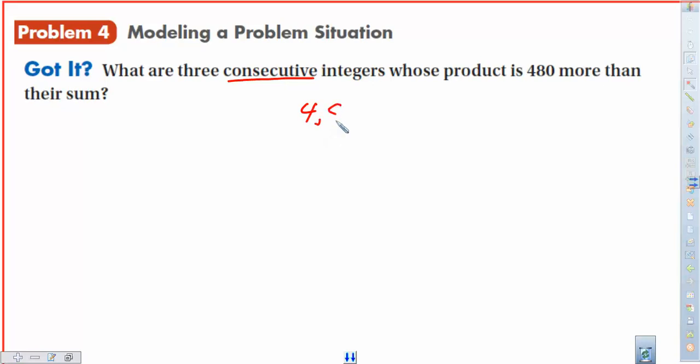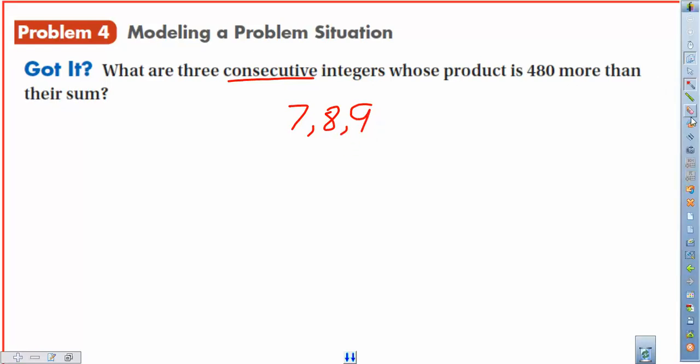4, 5, 6. Oh, great joke. Why was 6 afraid of 7? Huh? Huh? Because 7, 8, 9. Guess what? Those are consecutive integers.